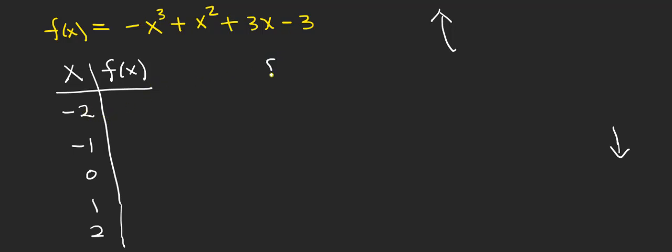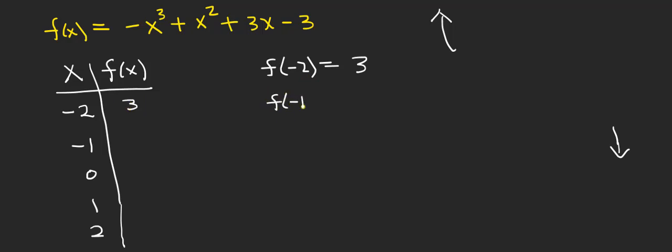So we need to find f of negative 2. And you already know how to do that. All you got to do is plug in negative 2 for x, and you end up getting 3. You might want to double check. Pause the video and double check that f of negative 2 is 3.